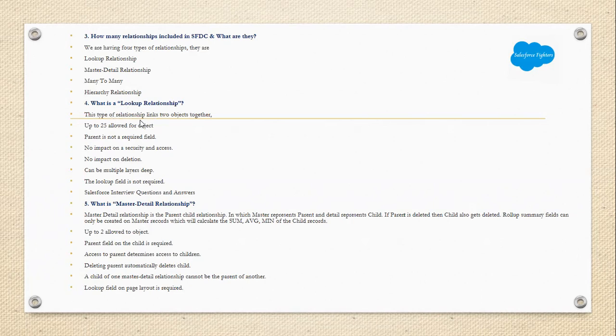This type of relationship links two objects together. Up to 25 are allowed per object. The parent is not required. No impact on the security and access. No impact on deletions, and deletions can be multiple layers deep. The lookup field is not required. Salesforce.